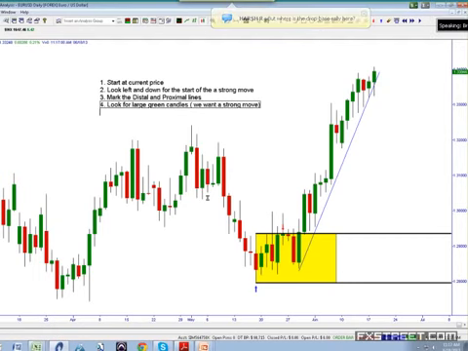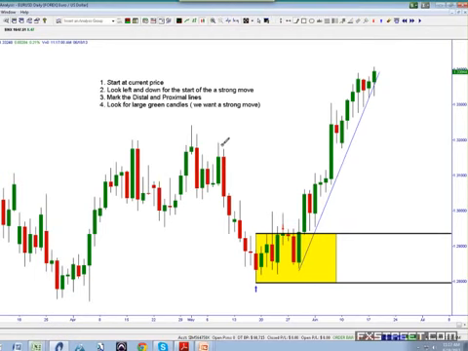We want a strong move because when we are forming an area of demand, this is where's the drop-base-rally here? This is the drop, there's the base, and there's the rally. That's all. That's what we're looking at. We're looking at this particular move to the downside.